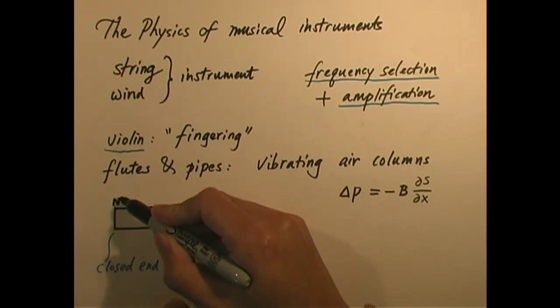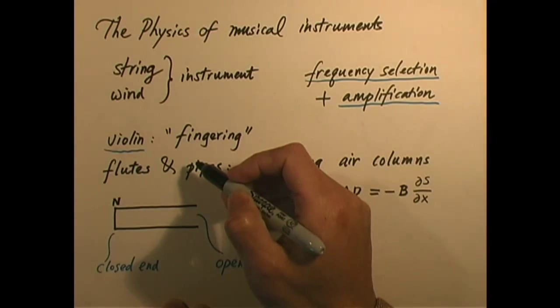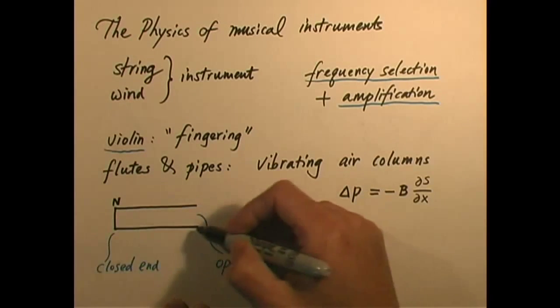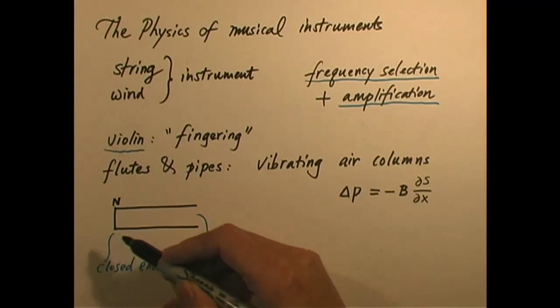When I use node here, I'm assuming that I'm treating this as a displacement wave. Please do not confuse it with pressure wave. They're equivalent to each other, but if you want to think of this as a pressure wave, then this is an antinode. It is a maximum value of the pressure.